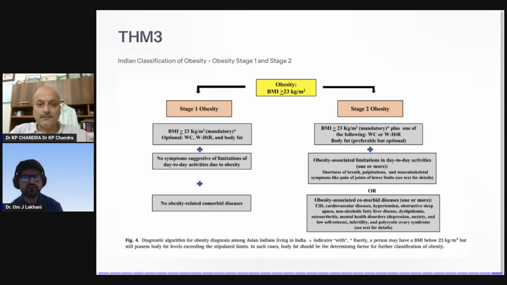And if you take the Indian cutoffs, this is what Dr. Anup Mishra's paper defines. Obesity with BMI more than 23 kg per meter square becomes stage 1, with or without waist circumference or other measurements, provided the patient does not have any complications at that point of time. That's stage 1 obesity. Whereas somebody who has more than 23 kg per meter square plus either waist circumference or waist to height ratio which is high, remember waist to height ratio more than 0.5 is considered high, waist circumference more than 90 in males and more than 80 in females, with obesity-related limitations of daily activity or associated comorbid conditions, these patients should be considered a priority in terms of treatment.